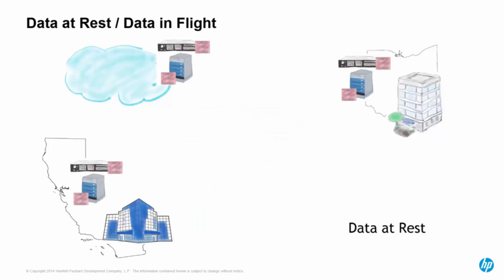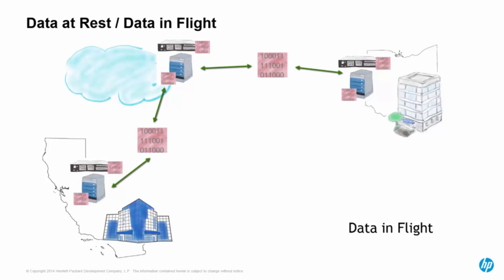This is data at rest. The data is sitting there. It's resting. Now let's draw out another packet that says, okay, I'm going to move that data in between these data centers. That's called data in flight. So pretty simple concepts. Data at rest is resting at the data centers. Data in between the data centers is in flight.